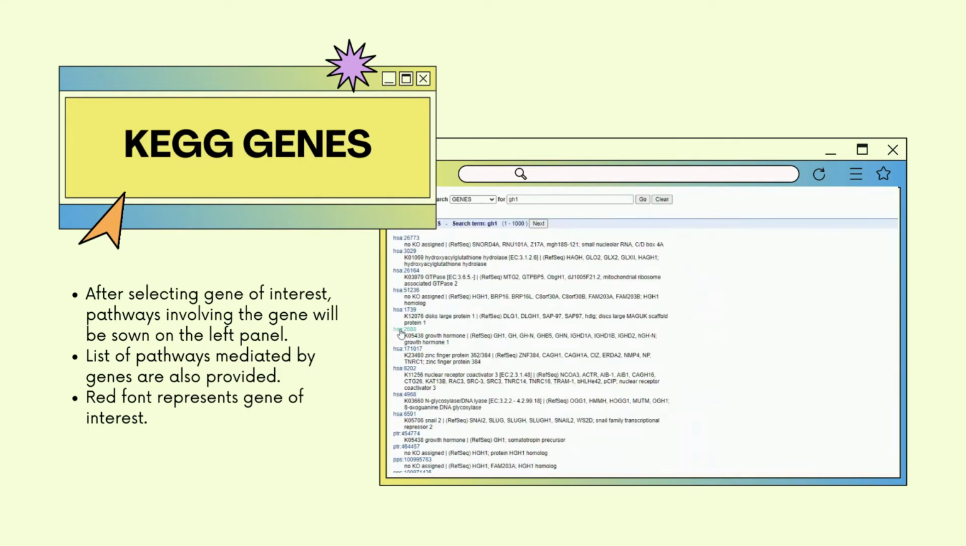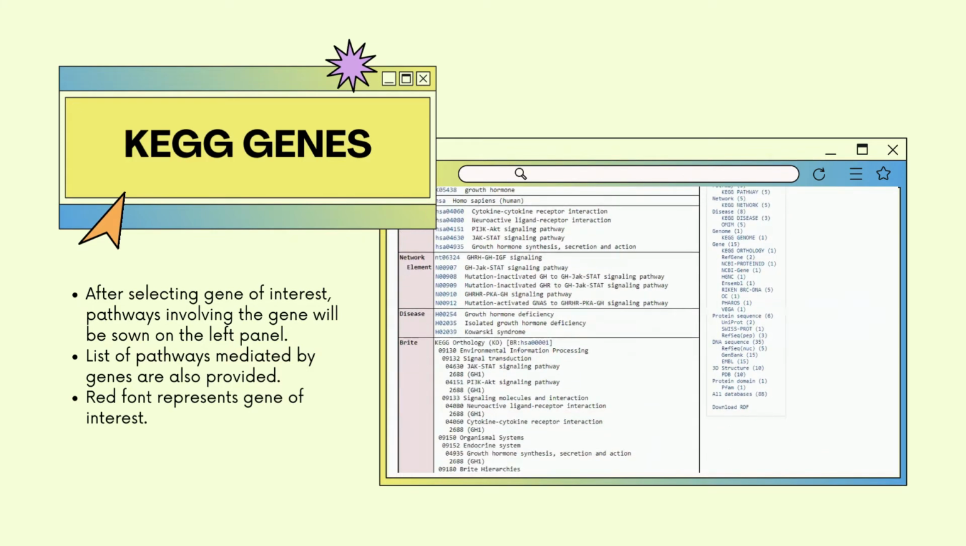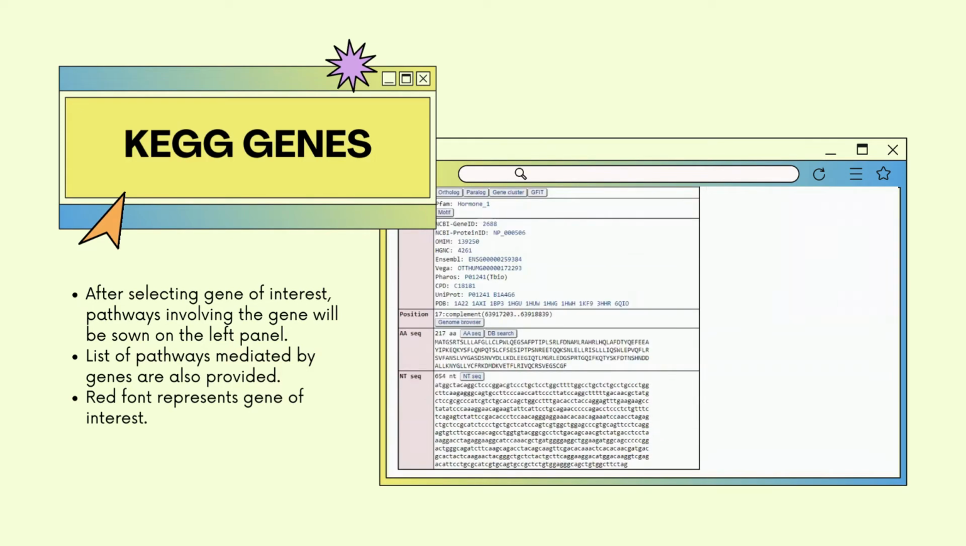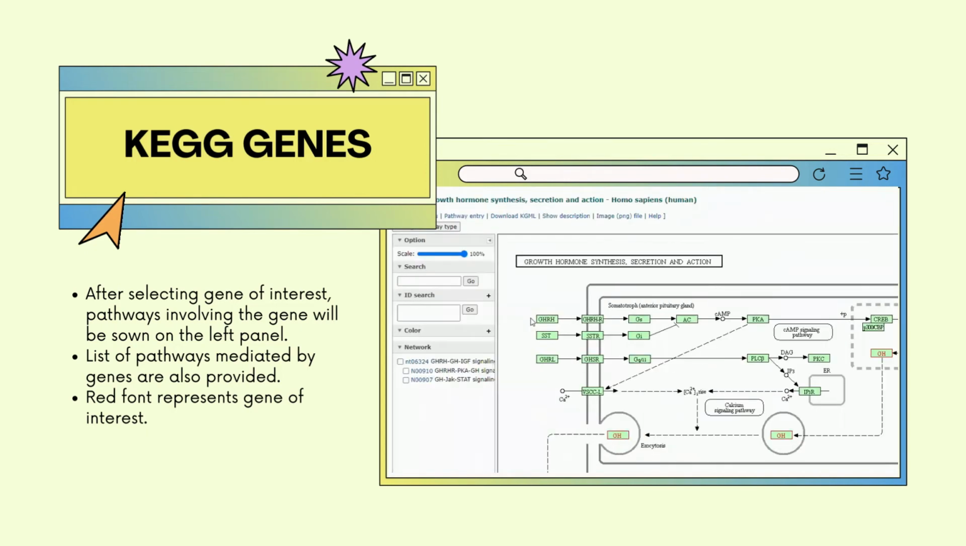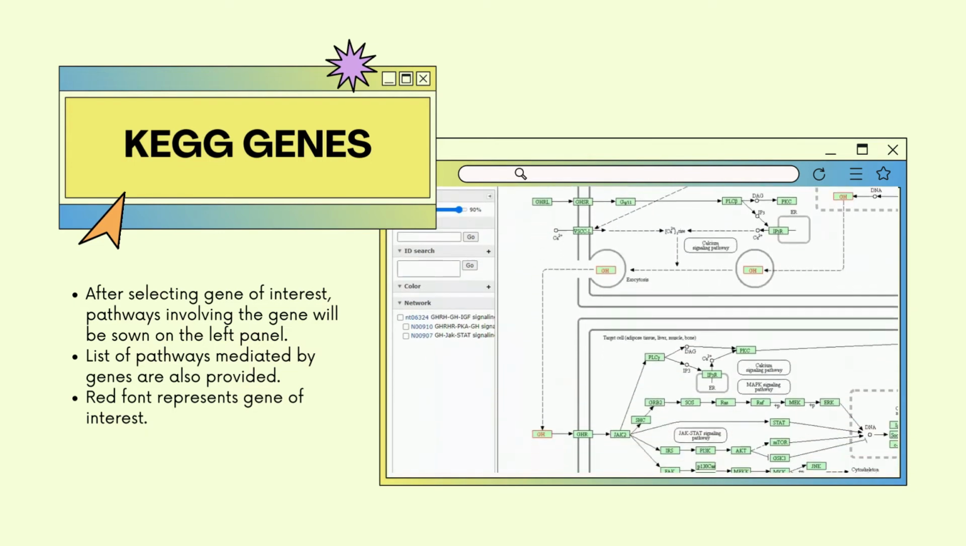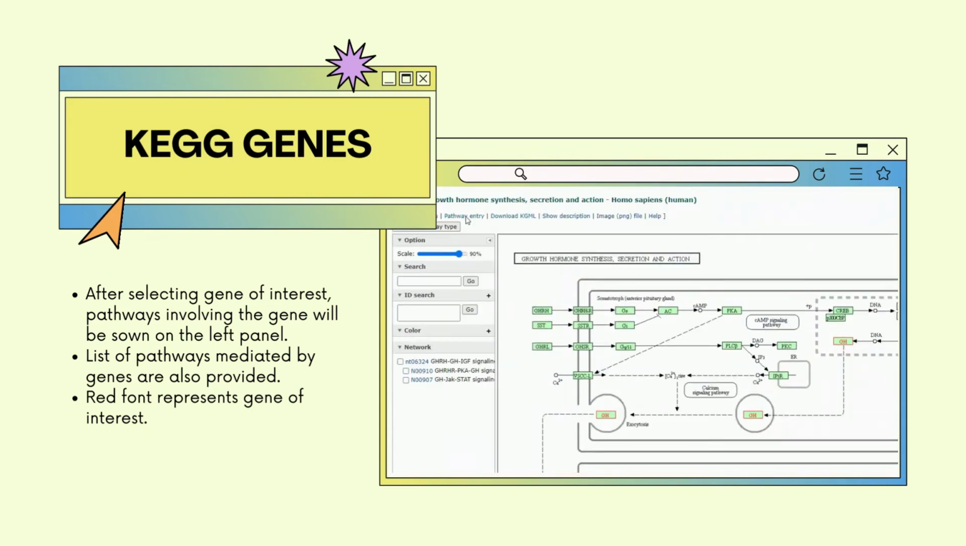If you click on any option, you will be able to see the information on the genes and ORG along with its nucleotide and amino acid sequence. Moreover, there are also lists of pathways mediated by the genes. Click any pathway of your interest. Here, you can analyze the reaction similar to the KEGG pathway demonstrated before. The red font represents the gene of your interest.